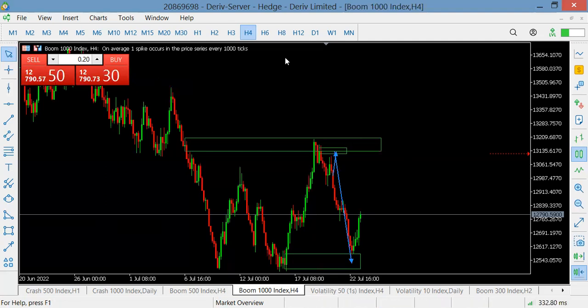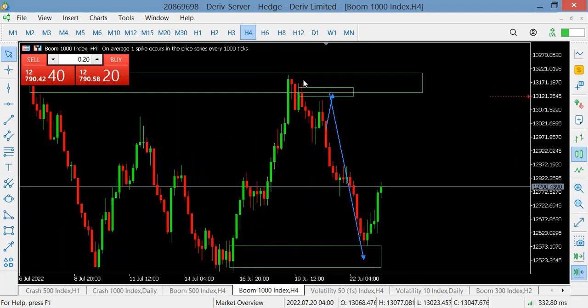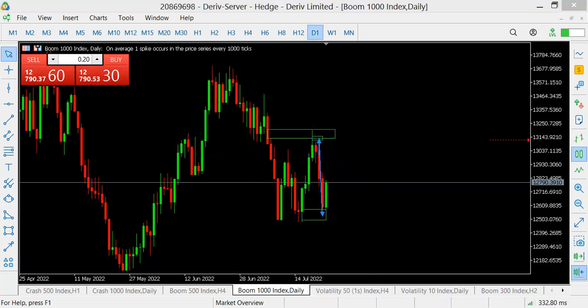And right now, let's just quickly do an analysis on this to see what our speculations would be on Boom 1000 index. Okay, based on what price has done, let me quickly go to the daily time frame to see.